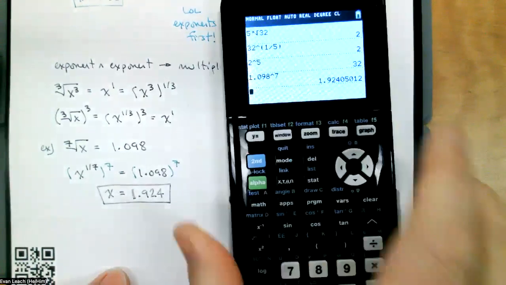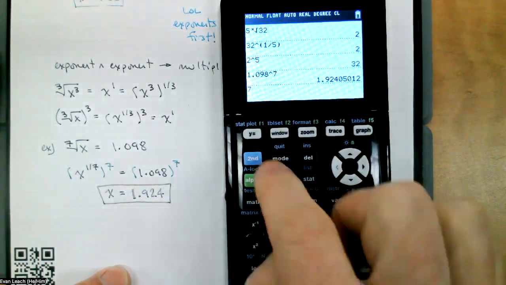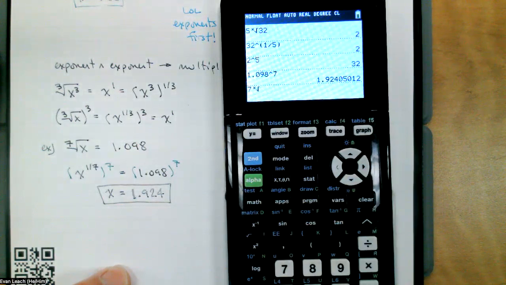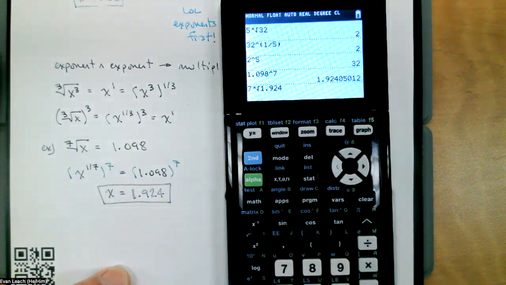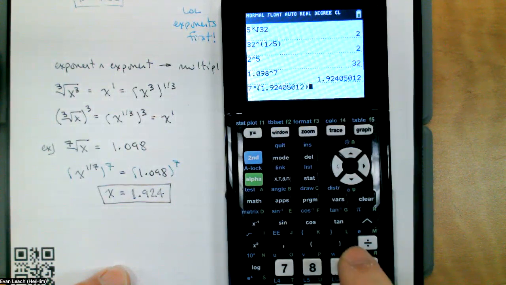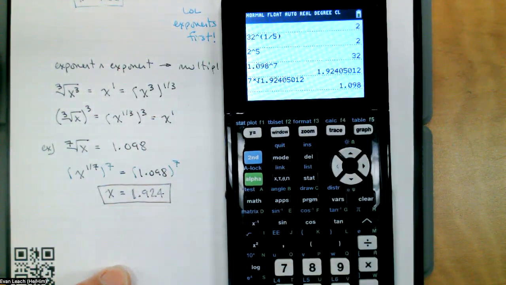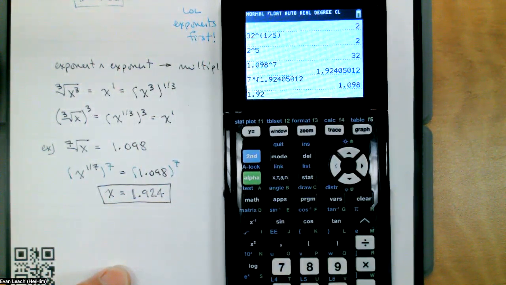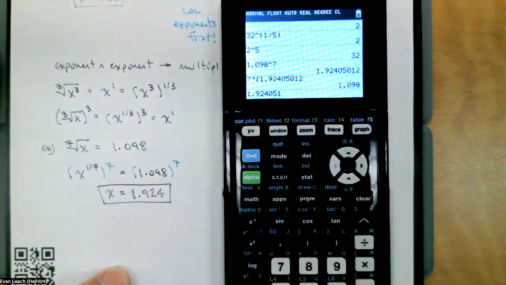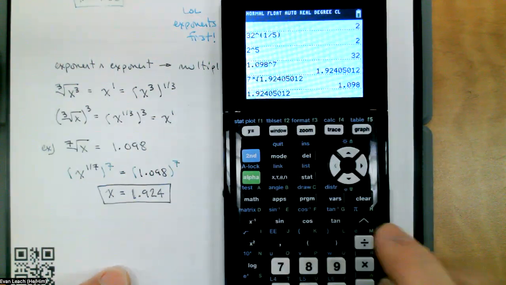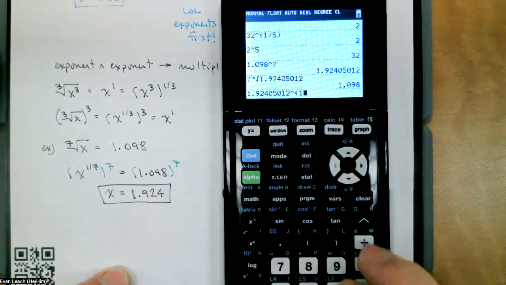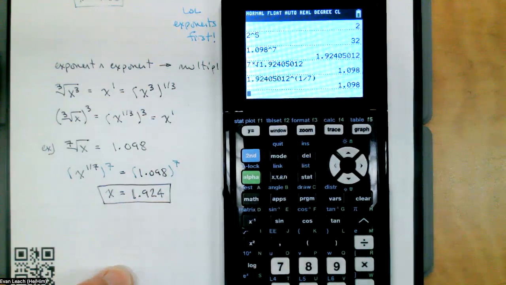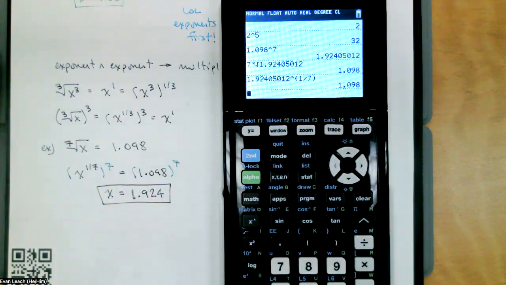If I want to check my answer, I can just find the 7th root of 1.92405112. No parentheses. Back to 1.098. Or I can take my 1.9240512 and raise that to the 1/7 power, 1.098. So it all works out.